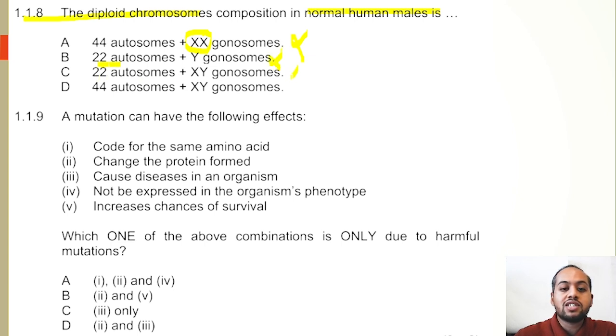22 autosomes and X and Y? No, because it must be 22 pairs. 44 autosomes and X and Y? Yes, because that is showing a male, therefore D is correct.